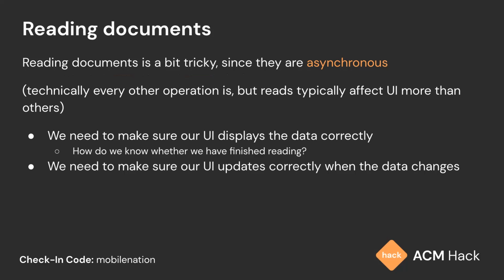We need to make sure the UI displays the data correctly, and we need to know whether we finished reading. We don't want to display the UI with incomplete data, or data that we haven't fully read yet. We also want the UI to update correctly when the data changes. Let's say you read a list of tasks, and later down the line the database has changed, and you need to read again. We need to know when that update occurs instead of spamming the database, for example. There are ways of doing this.